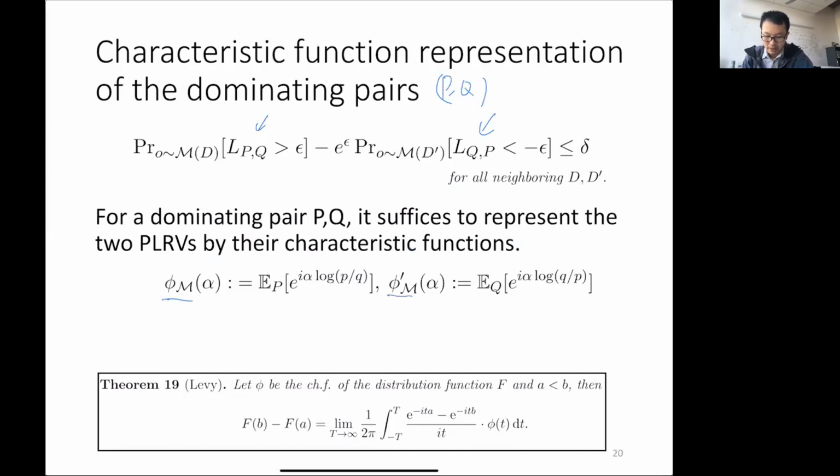And for each one of them, this is really the moment generating function, but with the order taken to be a complex value, taken to be an imaginary value. So when we have this imaginary value over here, it is essentially the same as a Fourier transform when the density function exists. And when the density function does not exist, the characteristic function is strictly more general.